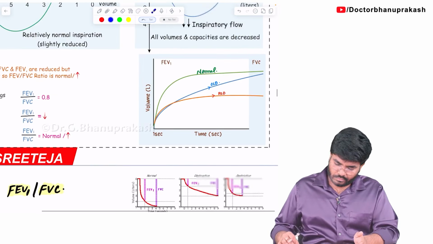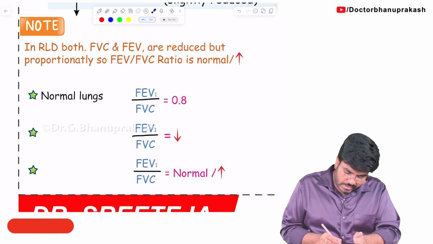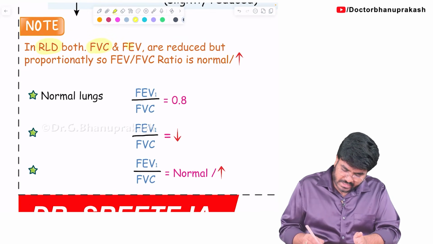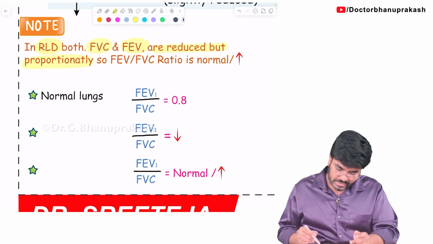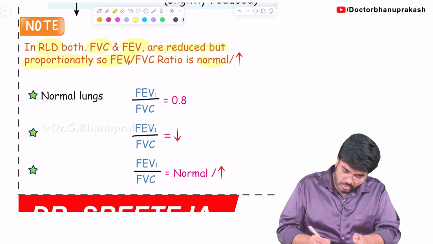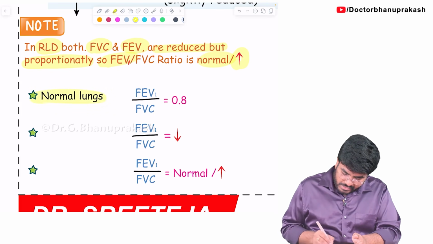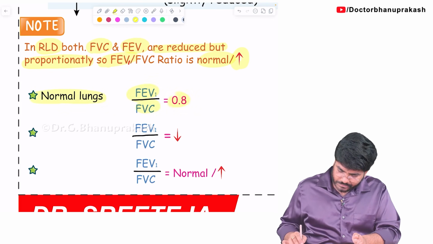Okay, so now let's look at the summary. Tell me whether this statement is true or false. In a restrictive lung disease, both FVC as well as FEV1 are reduced, but proportionately. So the FEV1 by FVC ratio is normal, yes, or even slightly increased. Tell me, in a normal lung, what is the FEV1 by FVC ratio? 0.8. Okay.